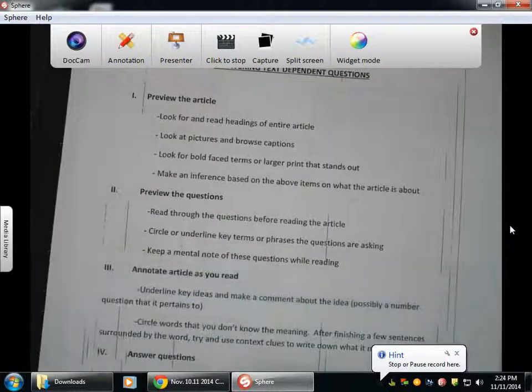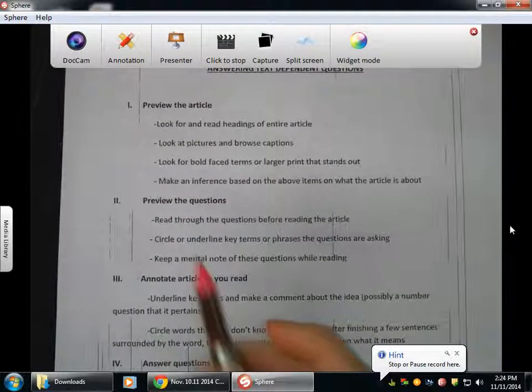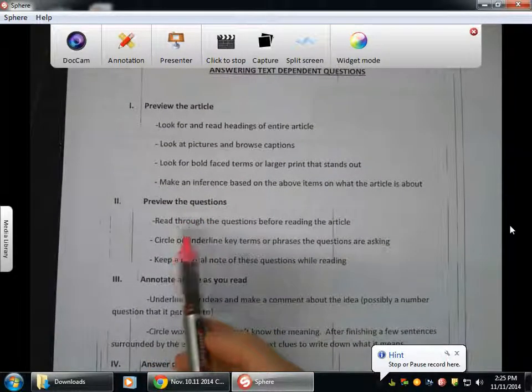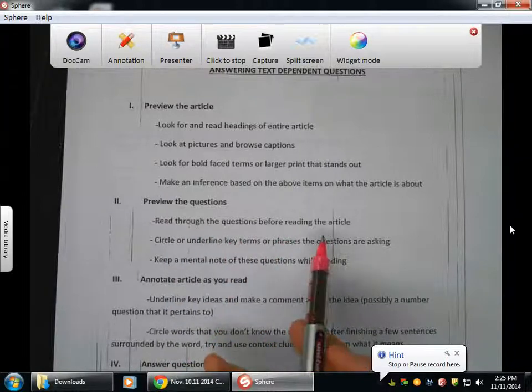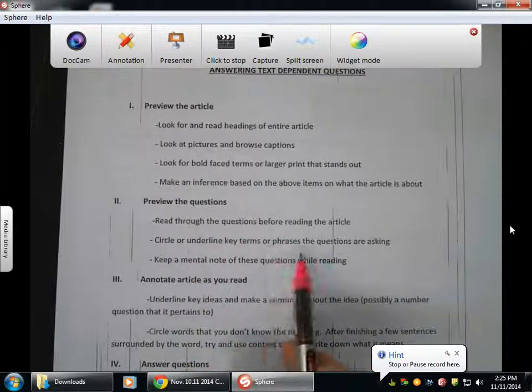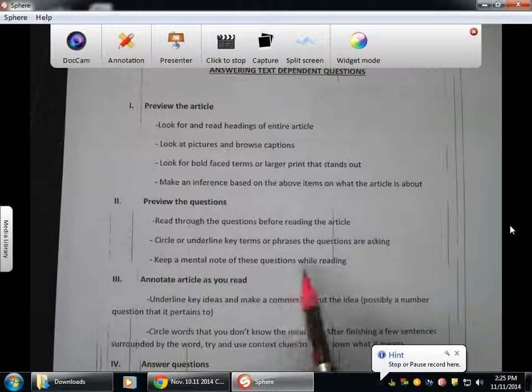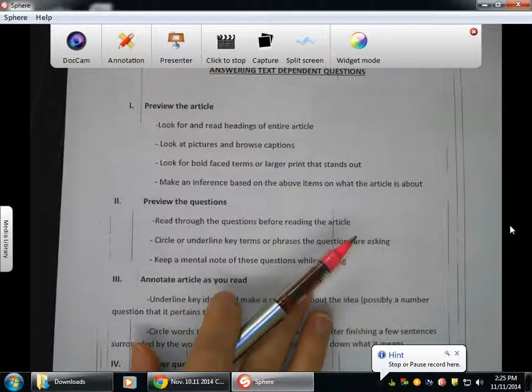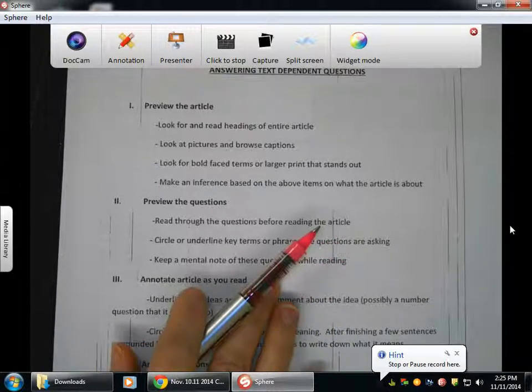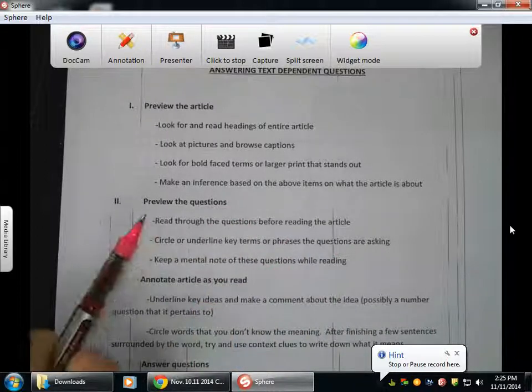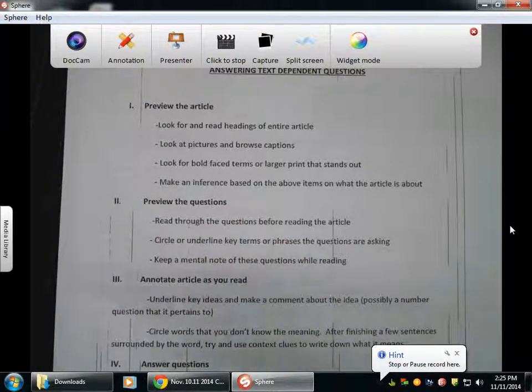All right. The next piece is to preview the questions. We want to read through the questions before reading the article, circle or underline key terms or phrases the questions are asking, and then keep a mental note of these questions while reading. The questions that you're going to be answering are actually on the back of this paper here. So we're going to flip it over together and circle or underline key terms. Now again, remember, when I'm doing this, this is what works for me. It might look different for you specifically, but I'm modeling how it might look.